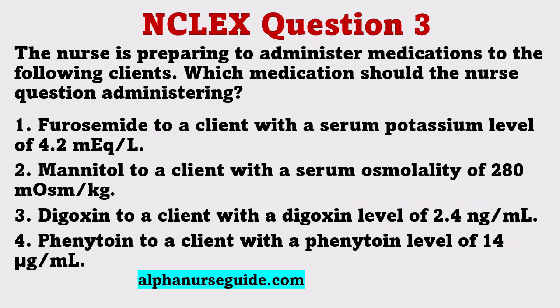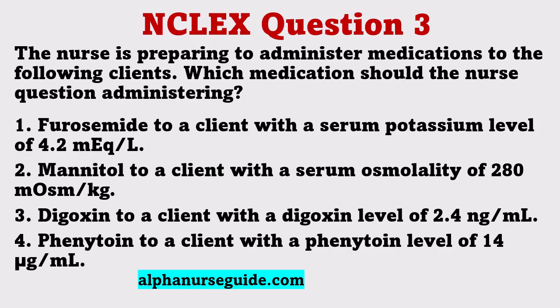The nurse is preparing to administer medications to the following clients. Which medication should the nurse question administering? 1. Furosemide to a client with a serum potassium level of 4.2 milliequivalents per liter. 2. Mannitol to a client with a serum osmolality of 280 milliosmoles per kilogram. 3. Digoxin to a client with a digoxin level of 2.4 nanograms per milliliter. 4. Phenytoin to a client with a phenytoin level of 14 micrograms per milliliter.